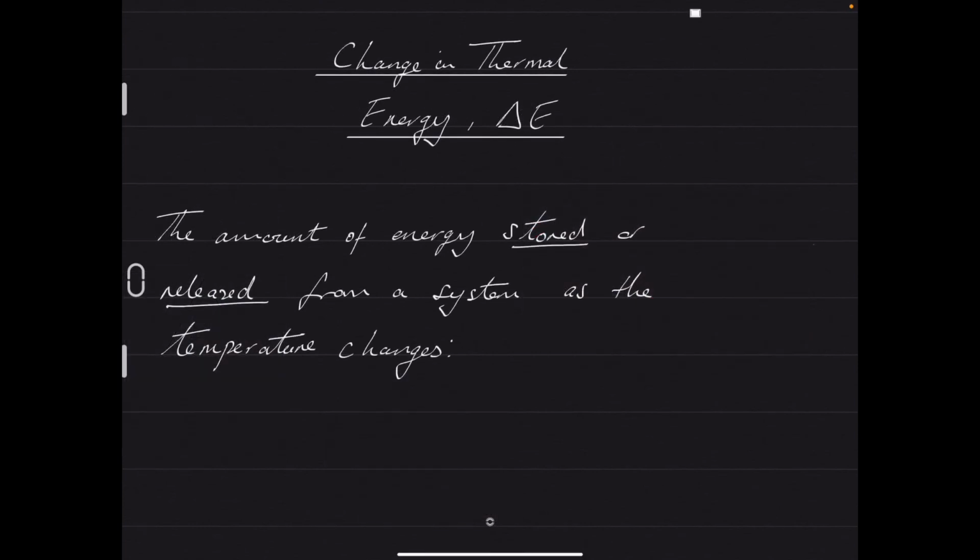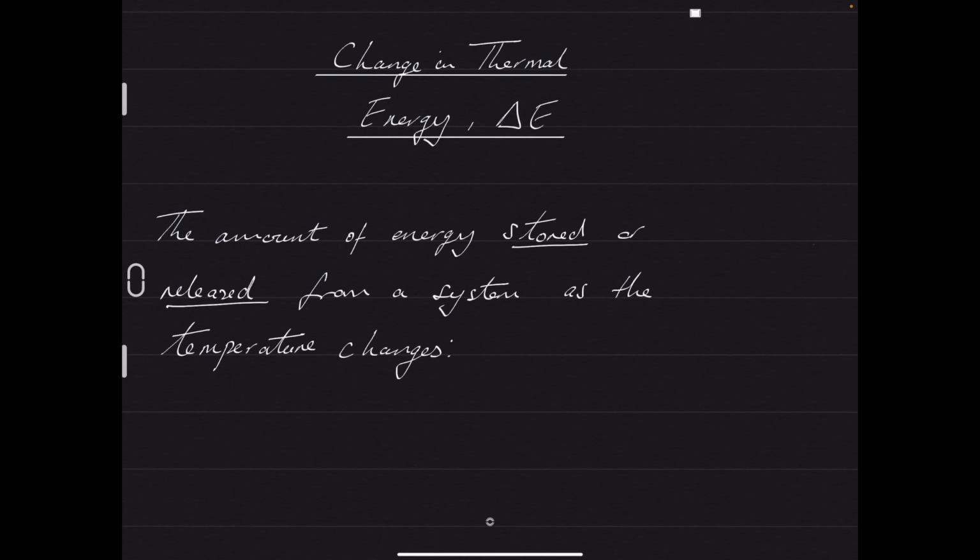Now we're going to move on to the change in thermal energy, and this can be represented as delta E. And what we're talking about is the amount of energy stored or released from a system. So if a system is storing energy, it's known as potential energy. And a system can either store energy or it can release the energy.